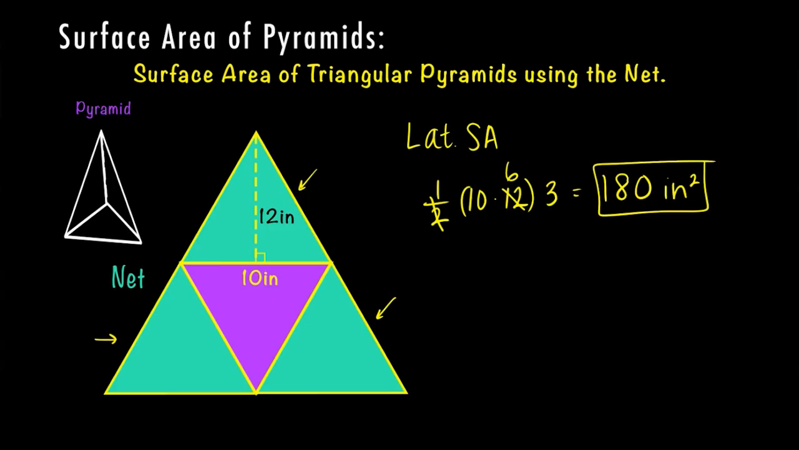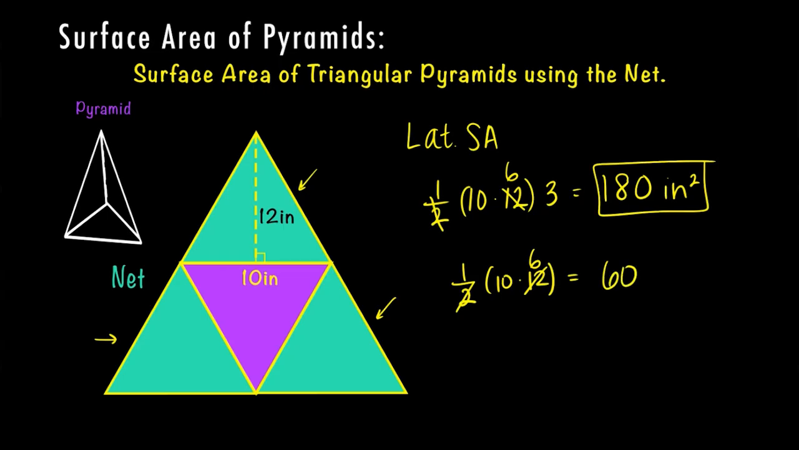Then I need to last add on the area of the base. So that would be 1/2, 10 times 12. Again, I'm going to go ahead and cancel out my 12 and make it a 6 because I'm going to take half of that before I solve. And then 10 times 6 is 60.